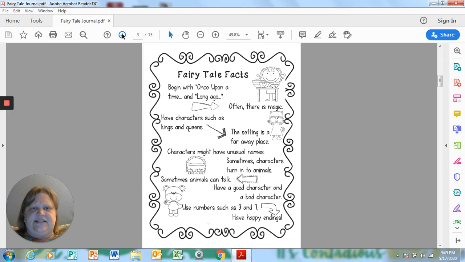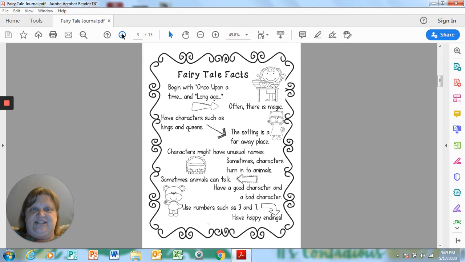And the fairy tales, they happen in a faraway place. So the setting of the story is in a faraway land. We've talked about setting before, where the story takes place. Does a fairy tale happen in Boise, Idaho? Goodness, no. Does it happen at, let's say, Utah? No. It happens in a faraway place, a place we don't know. Sometimes they name it, but usually there is not even a name for the place.